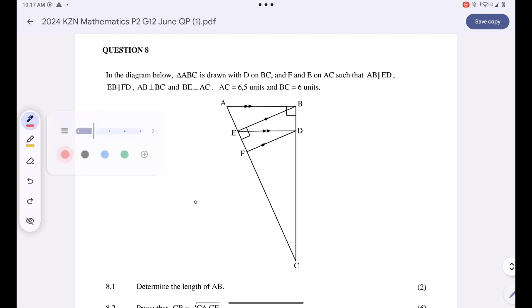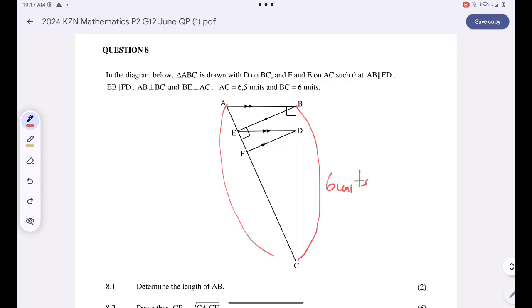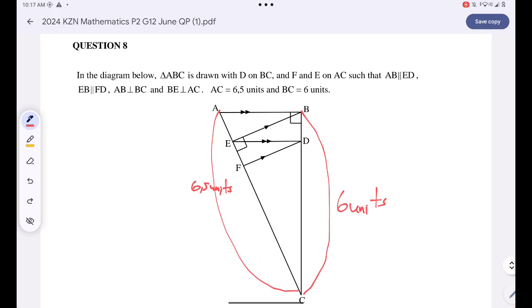Okay, we have a right angle triangle, right? We are told that this length over here is 6 units, and the length over there, which is the hypotenuse of this large triangle, that's 6.5 units. I want to find the length of AB. I know that AC squared is equal to AB squared plus BC squared. Pythagoras theorem.